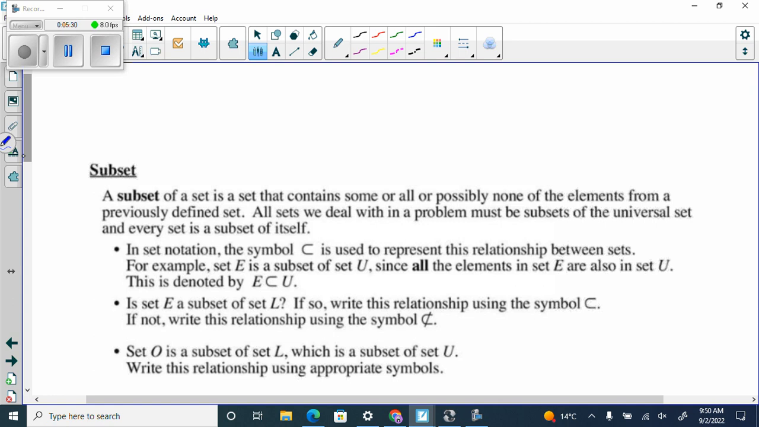A subset is that sideways U shape, just goes like that, or kind of a longer C. A subset of a set is a set that contains some, or all, or possibly none of the elements from a previously defined set. It's a lot of words. Some, or all, or possibly none of the elements from a previously defined set.